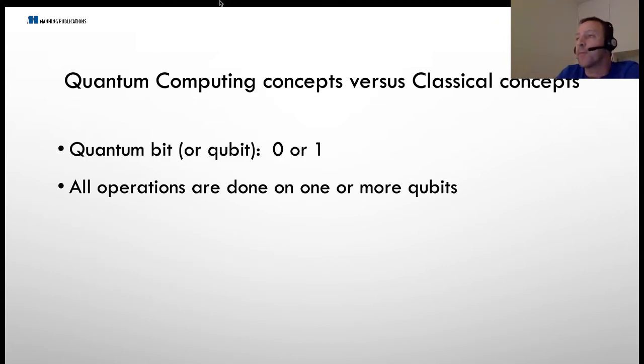In quantum computing, we also have bits, but we call them qubits. They're sort of the equivalent of quantum bits. And similar to classical computing, the operations in quantum computing are done on one or more qubits.